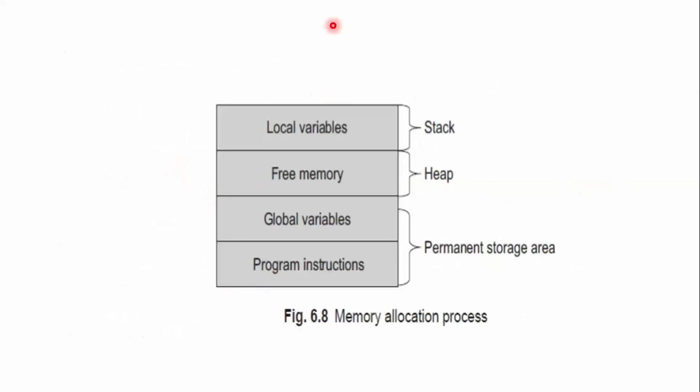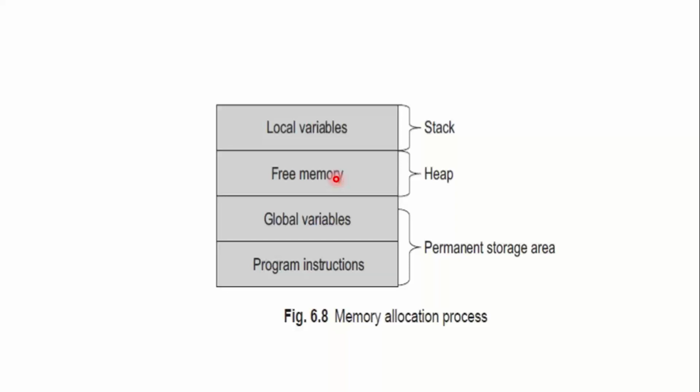Let's see. First, this is how the memory is allocated. All the global variables and program instructions, that is the code, the methods I write, are stored in the permanent storage area, and local variables are stored on the stack, and all other memory which is left free is nothing but the memory which is available with the heap. So this is how the actual memory allocation is done.